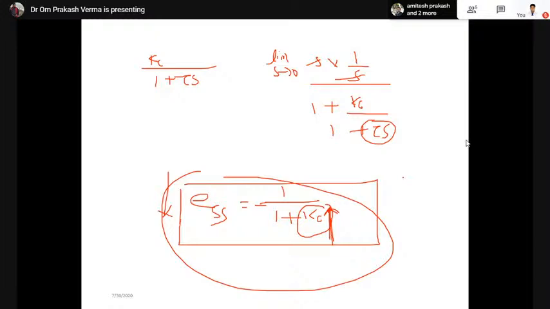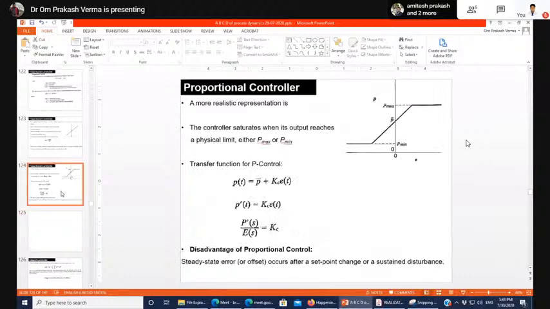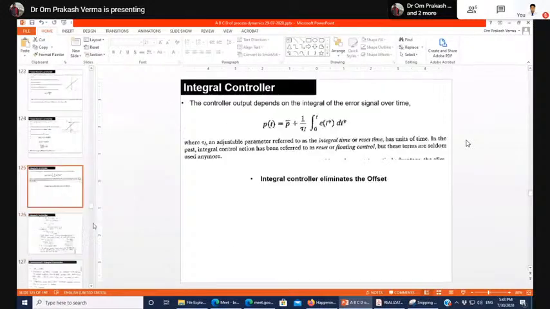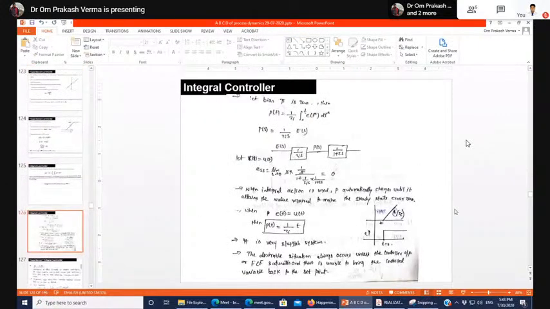Therefore we have to choose another type of controller, that is the integral controller, the derivative controller, or the PID controller. So I'm stopping here. If you have any query, I am taking some queries so that I can give you an answer, and we will proceed with the remaining portion tomorrow.